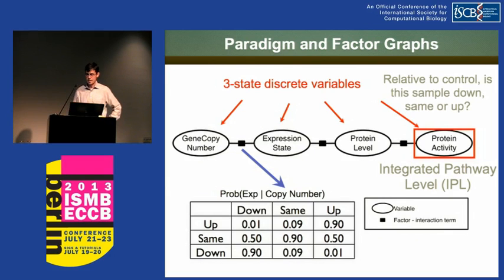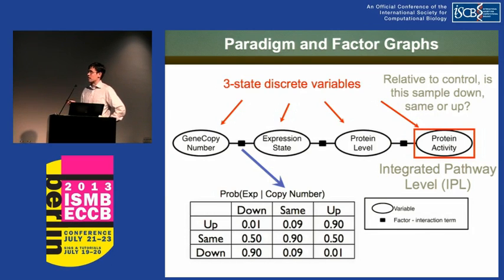So this is a very simplified look at paradigm and factor graphs. Paradigm is a factor graph, which is a subset of graphical models. And in factor graphs, these ovals correspond to variables. And we use 3-state discrete variables that correspond to whether something is up, down, or the same compared to some control. And then the squares here are called factors, and they represent some function that connects the ovals that are connected to the square. So we use a conditional probability here.